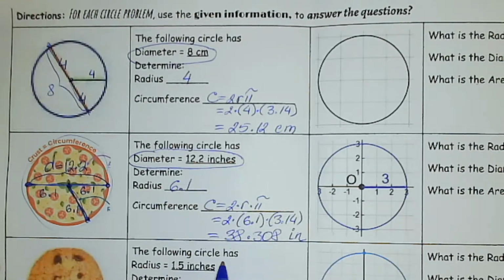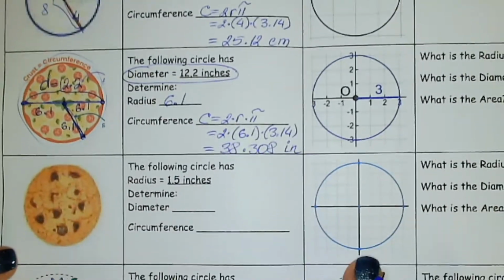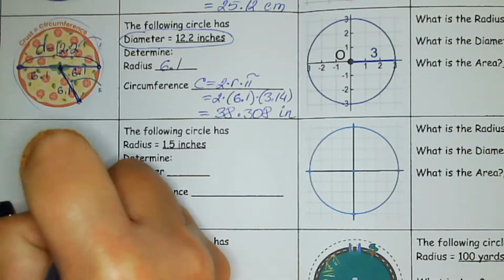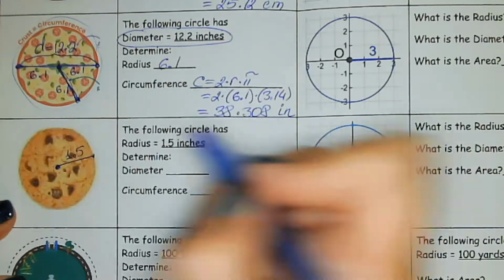Let's see, this following circle has a radius of 1.5. Well, the given radius is the distance from the center to the edge. That is our radius, 1.5 inches.